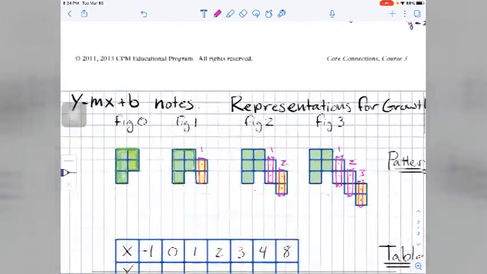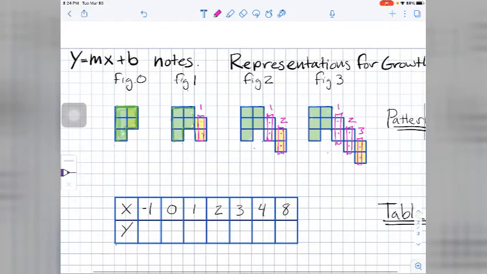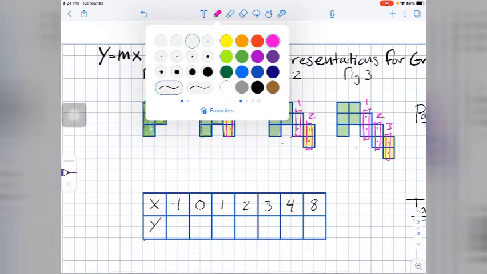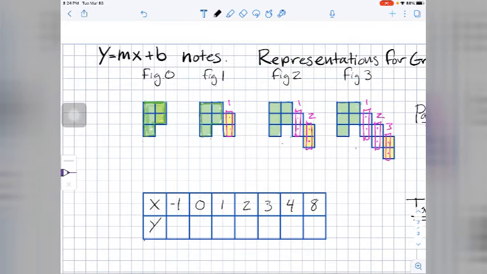As we keep going, another way of looking at how it's growing is by thinking about a table. We've already talked about what some of these things mean. We've already talked about x. When we talk about x, we are referring to the figure number. And when we talk about y, we are referring to the tile amount.